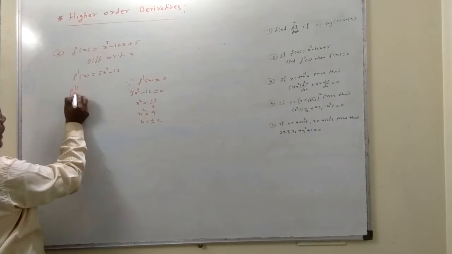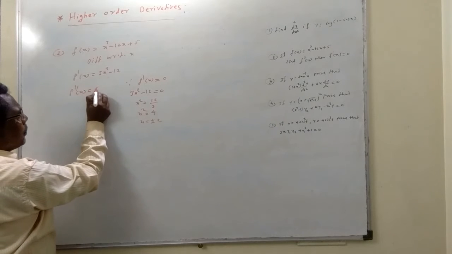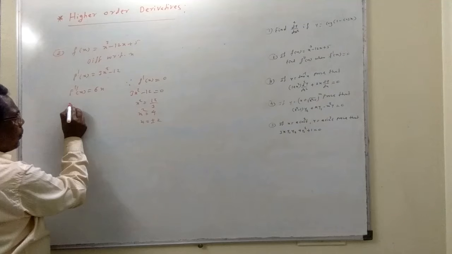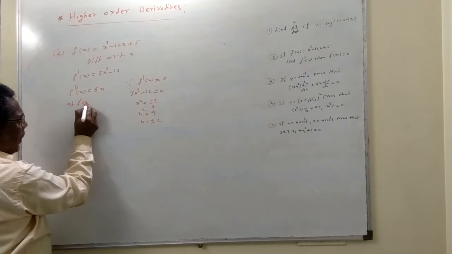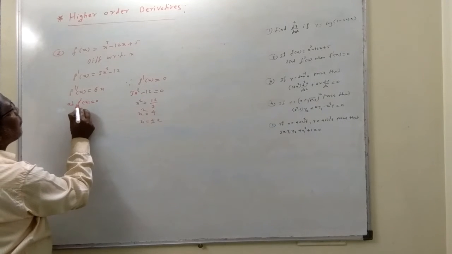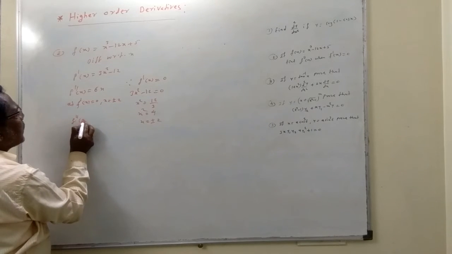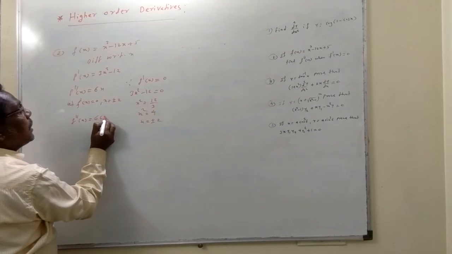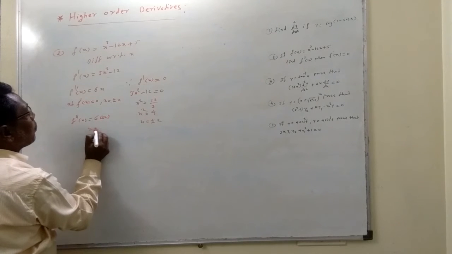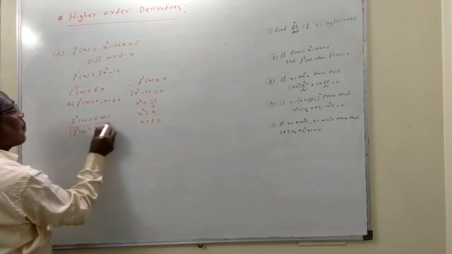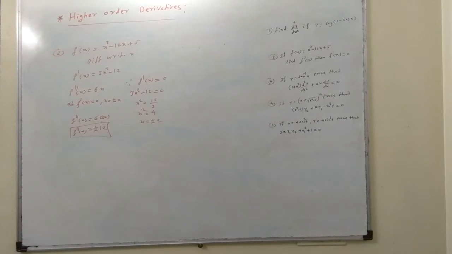Now f double dash x is equal to 6x. Now put this value. So at f dash x equal to 0, x equal to plus or minus 2. So f double dash x is equal to 6 into plus or minus 2. So plus or minus 12. F double dash x is equal to plus or minus 12.